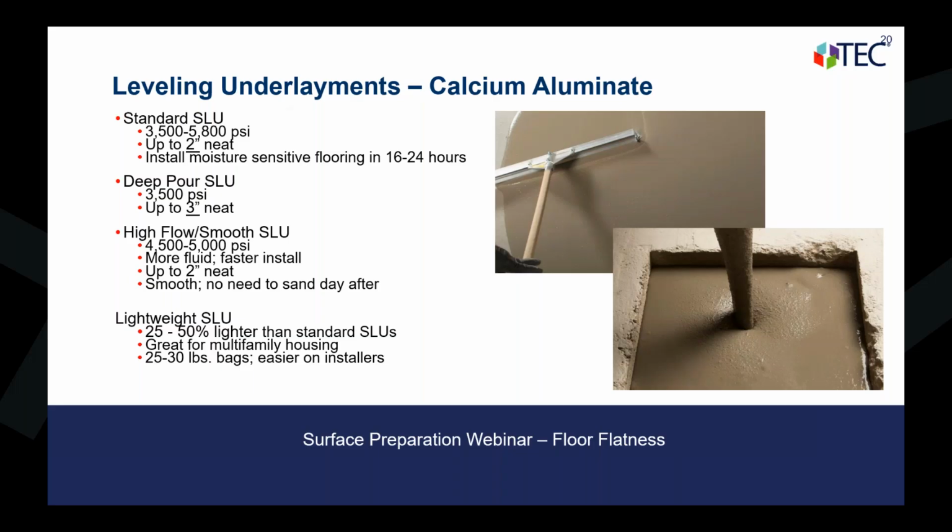There are a lot of different self-levelers out there, where they're calcium aluminate. They're going to dry faster. They also have higher strengths depending on what you're looking for or what you need for your specific project. So there are lightweight self-levelers. There are your deep pours, where you can pour up to 3 inches in a neat pour. Most of them you can also add aggregate and pour up to 5 inches in one installation. There are your high flows as well. They're going to find all the nooks and crannies and everywhere it needs to go.